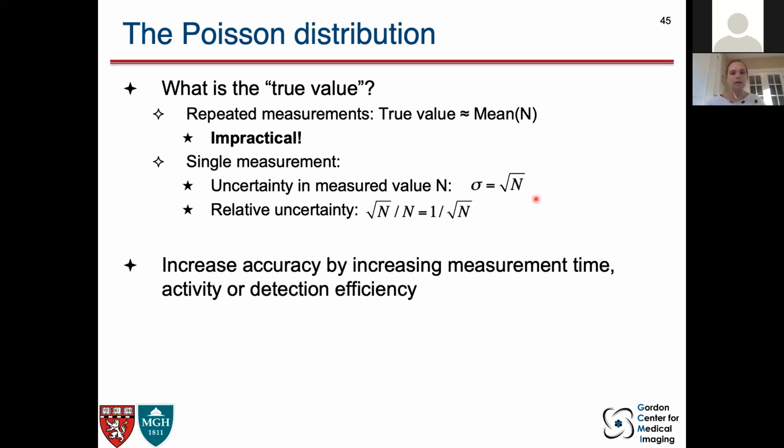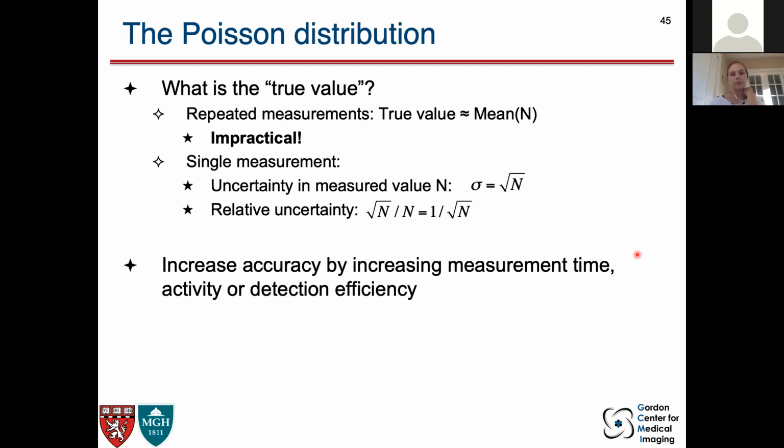This has a very important implication if we look at the relative uncertainty. We see here that it's given by square root of n over n, which is 1 over square root of n. This means that the relative uncertainty in the value that we measure will go down quite rapidly as that value increases. So this implies that we can increase the accuracy of our measurement if we increase the number of counts that we measure.